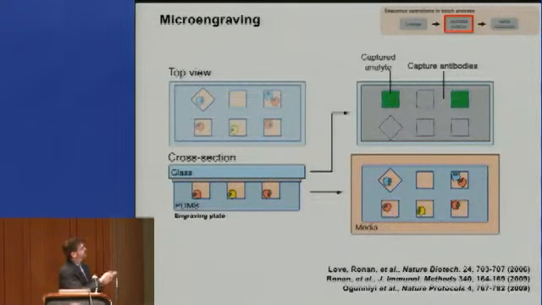One example of this is a process that we call microengraving, wherein we can take a glass slide that is coated with capture reagents, in this case, antibodies directed against the proteins of interest being made by the yeast organism. But in principle, this can be a variety of things, including antibodies against cytokines or other analytes of interest.